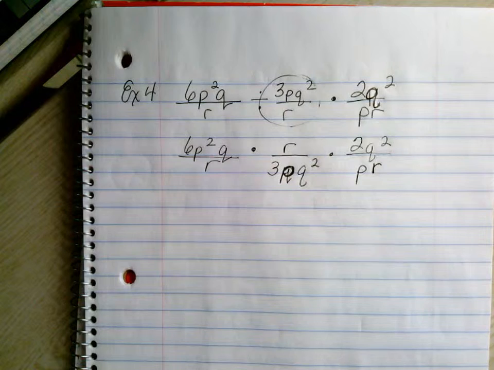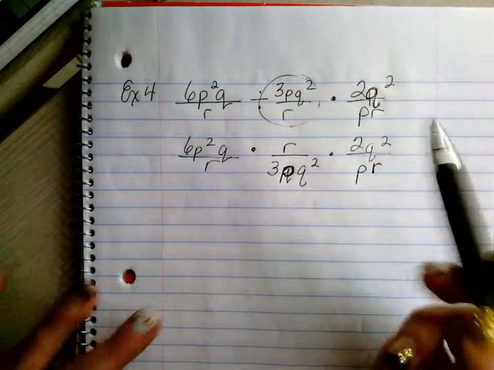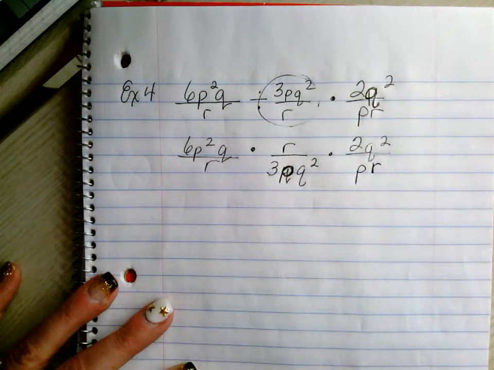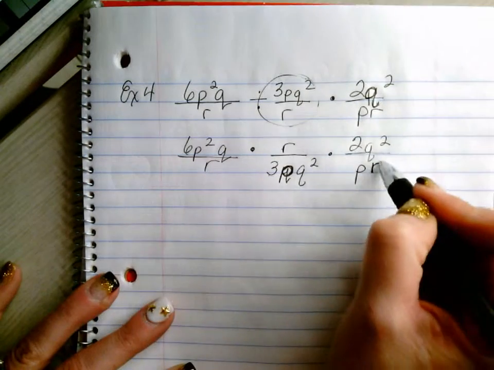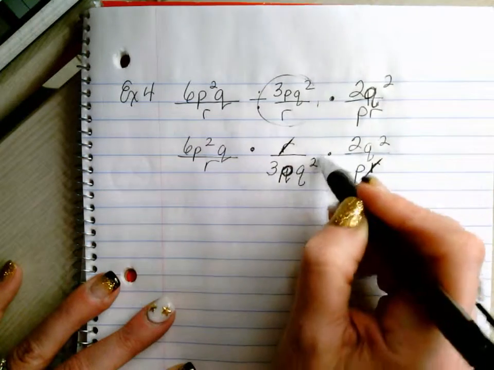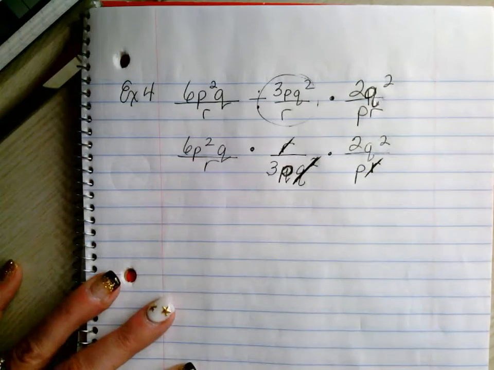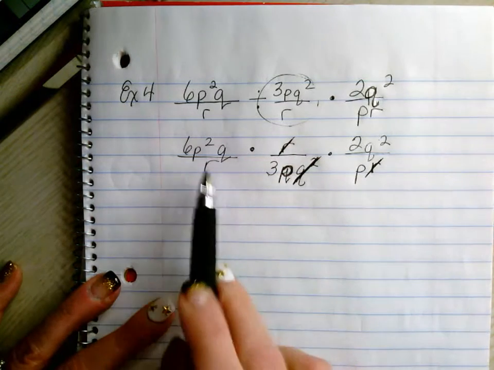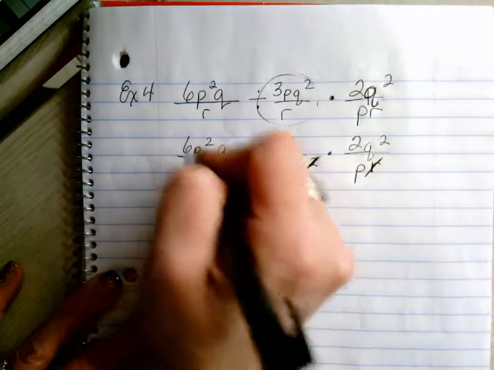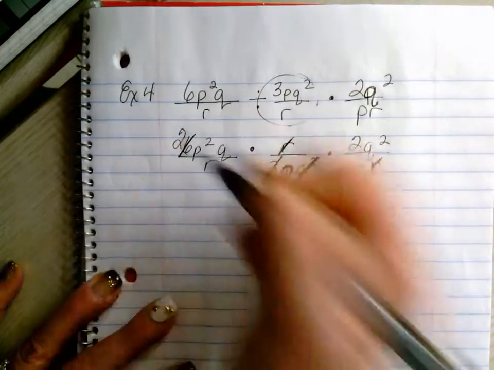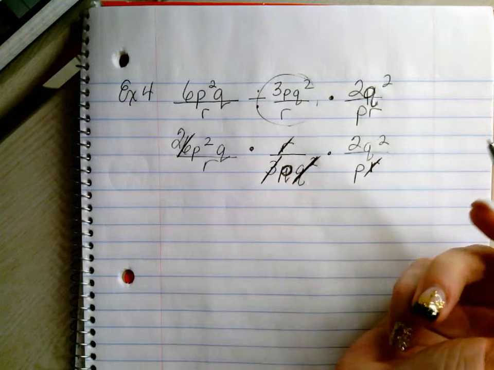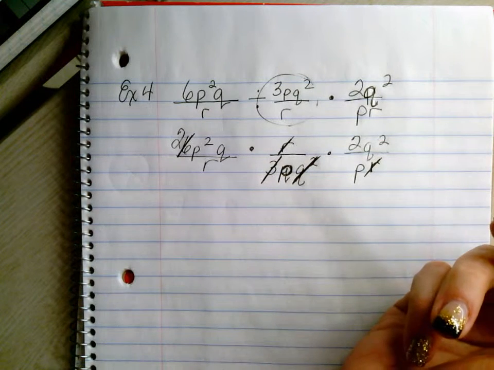Okay? The 2 and the 3 you can't do anything with. The 2 and the r you can't do anything with. These 2 r's cancel out. These 2 q squareds cancel out. Okay? How about, is there anything I can do with the 6 and the 3? Yep. That becomes a 1. That becomes a 2.